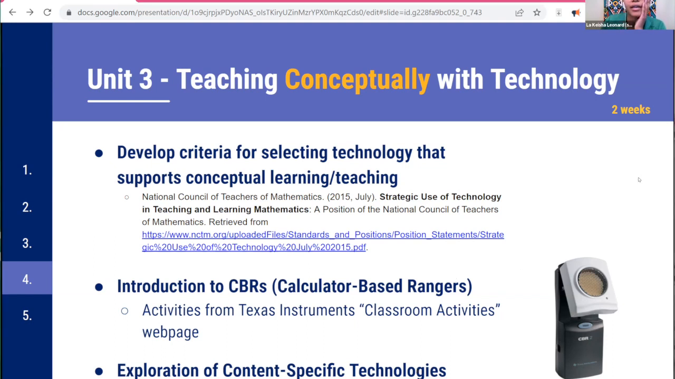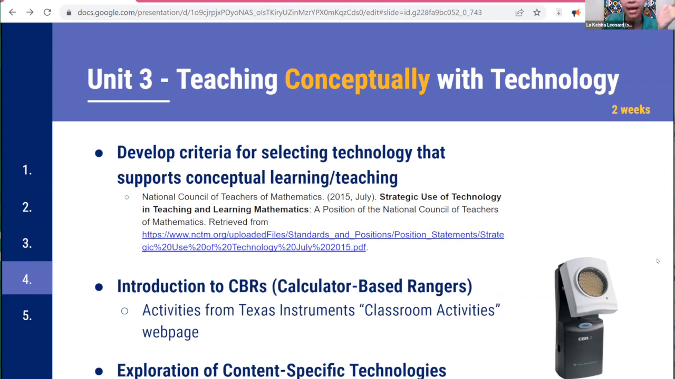I also do a very mini introduction to CDRs. These are this little baby right here. This is the one that goes click, click, click, click, click, click. It's so much fun. But Texas Instruments also has a lot of activities on their website, like full lesson plans. And so that is a resource that I'm able to give my students. And of course, I have them look through there and find one resource.